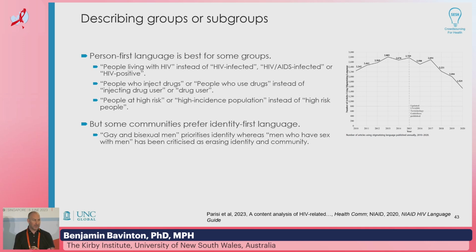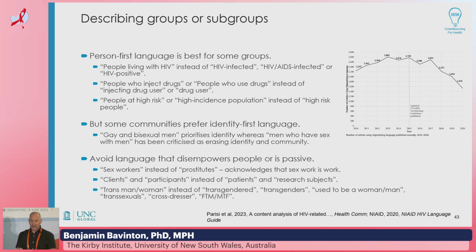Some examples are gay and bisexual men prioritises identity, whereas men who have sex with men has been criticised in some of the literature because it erases the idea of identity and community. But again, I'll go into this later, sometimes it's okay to use MSM, but sometimes it's better to use GBM, or gay and bisexual men.